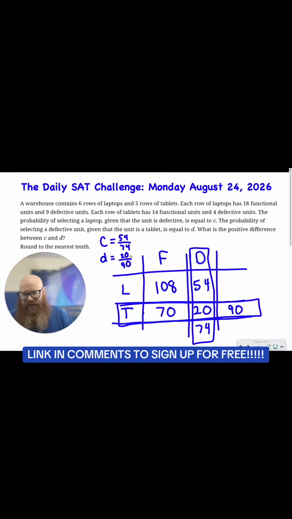Clearly, C is bigger than D, and we don't necessarily even know that. Then with the positive difference, so in a calculator, just do 54 over 74 minus 20 over 90. If it wasn't so obvious which one was bigger, we would just subtract them and ignore the negative. And when you do that, you get like 0.508, but they want you to round to the nearest tenth. So the answer that we're going to be given is just 0.5.